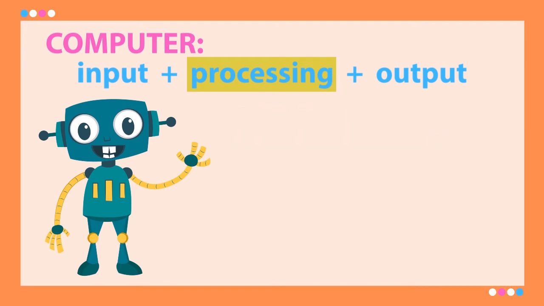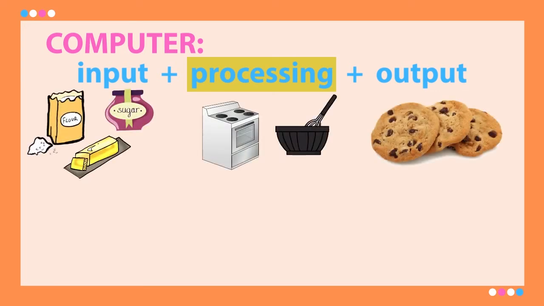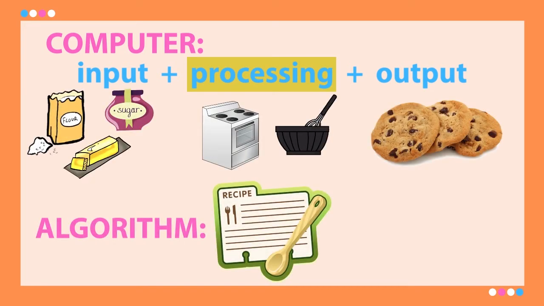These specific instructions for how the computer should function are called an algorithm, which writes them out in steps that the computer can follow. Think back to our example of baking cookies. The recipe is the algorithm that tells us how to do the processing steps of mixing together the ingredients and baking the cookies in the oven. If I didn't have these instructions and just mixed together random amounts of all the ingredients, then guessed how long I should put them in the oven, I bet my cookies would not be very good at all. The algorithm makes sure that the computer is taking the right processing steps.